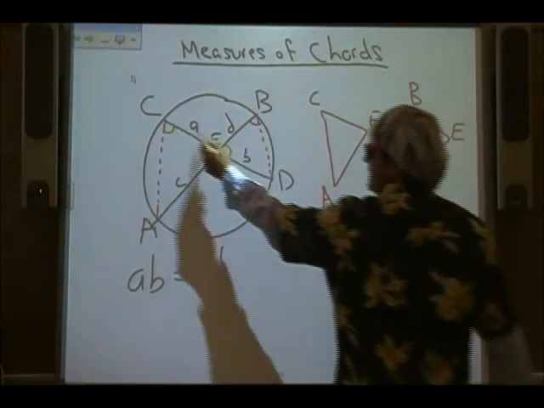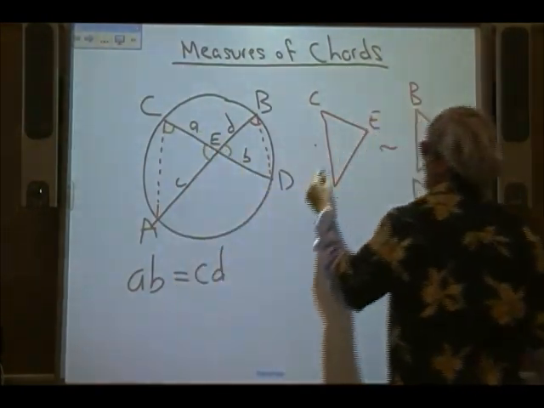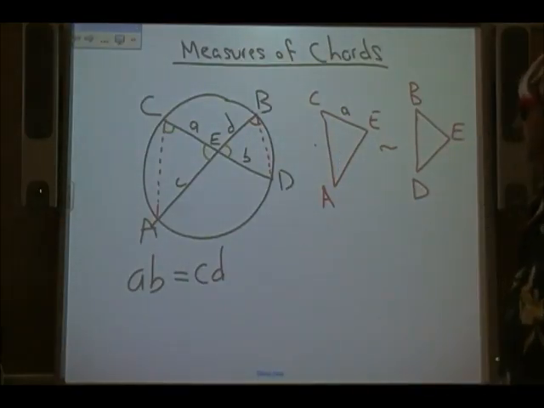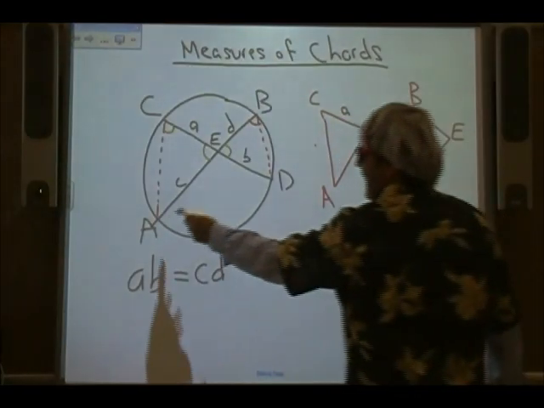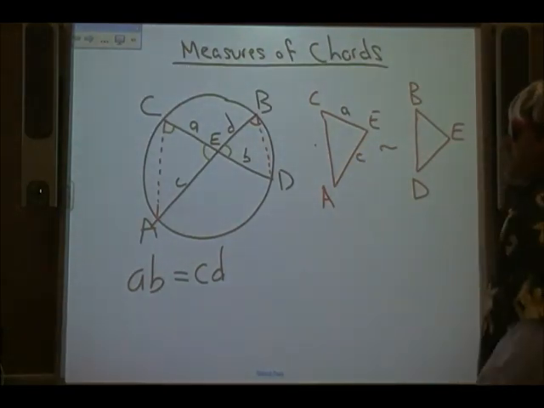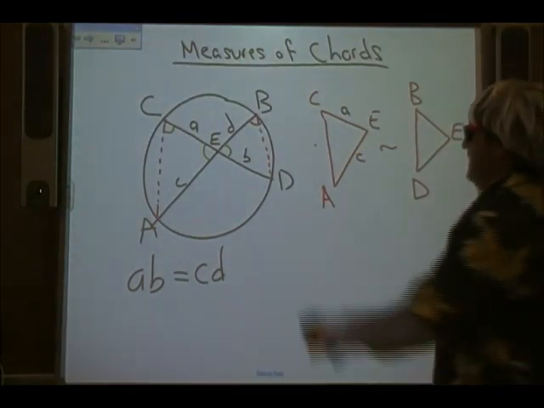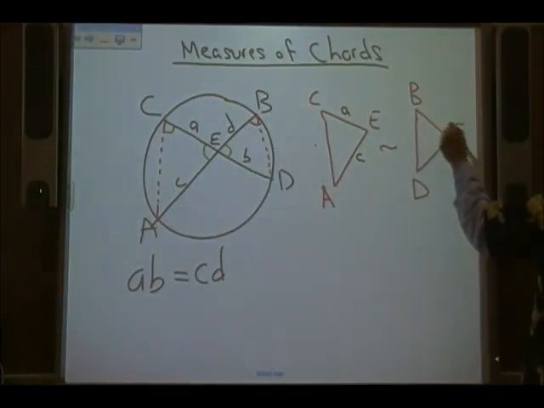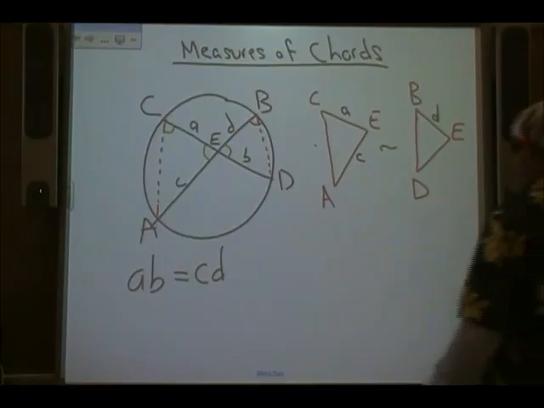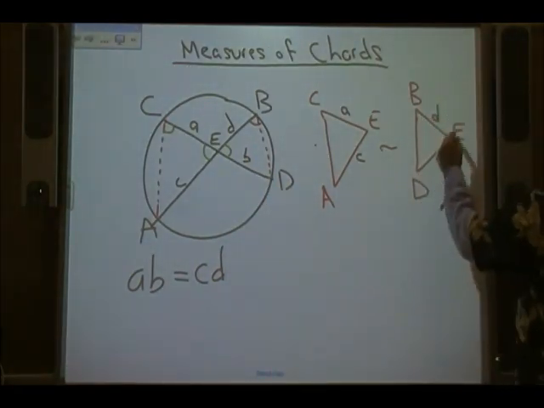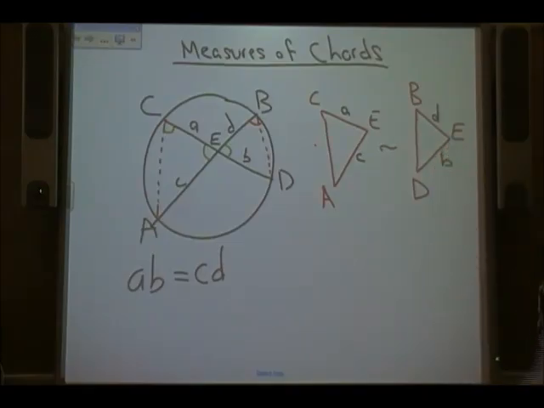Now all you have to do is put back the letters. Well, what are the letters? Between C and E is A. So between C and E, I write A. And between A and E is C. So between A and E is C. Now I come over here. Between E and B is D. So between E and B is D. And between E and D is B. So between E and D is B.